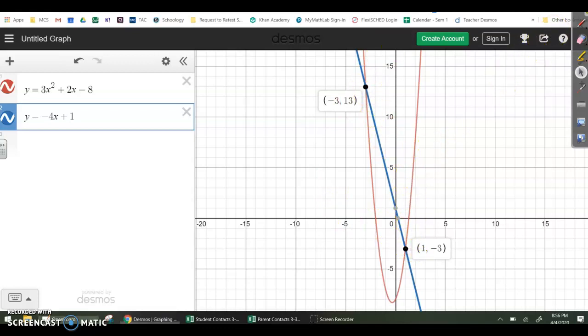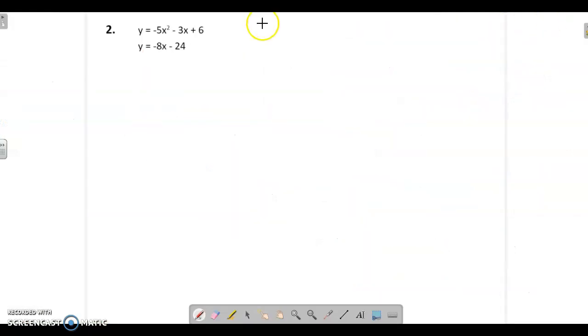Let's try another example. So example 2, again, we have a quadratic and a linear equation. So your first step is to substitute. I can see y is negative 8x minus 24, so I can substitute that in for y here. So negative 8x minus 24 equals negative 5x squared minus 3x plus 6.